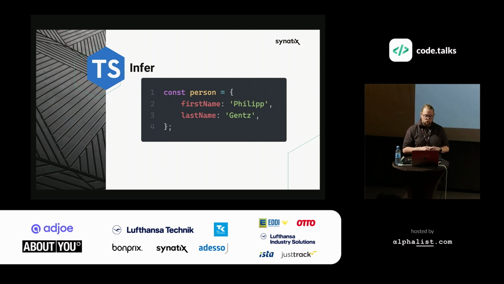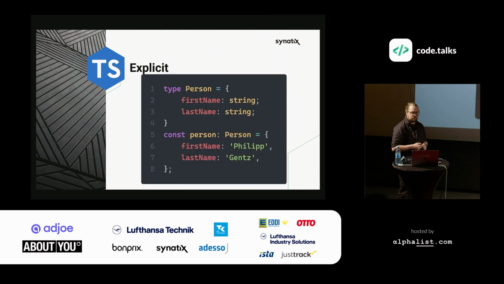So there are two ways you can define types or get TypeScript to work. First is by inferring a type. When you declare this person object, we give it two properties, first name and last name, and both are of type string. TypeScript then knows from the context that this object has these two properties. The advantage is you don't really have to maintain this type.